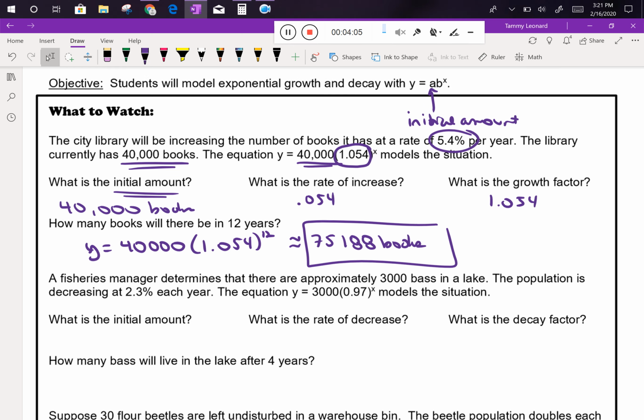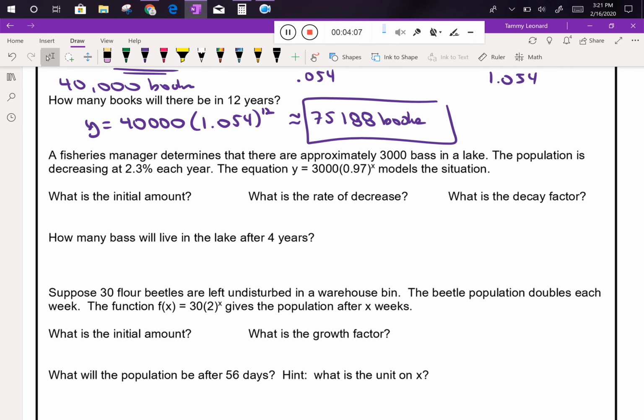Let's look at the next problem. A fisheries manager determines that there are approximately 3,000 bass in a lake. The population is decreasing at 2.3% each year. So the bass population is not doing very well in this lake. There are actually fewer bass from year to year remaining in the lake.